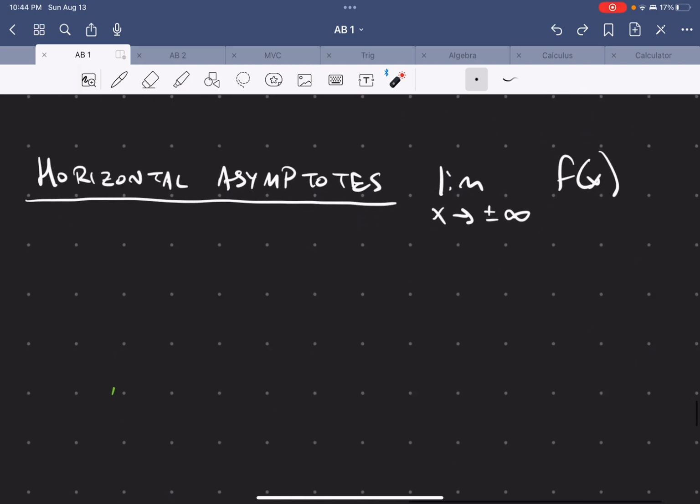So you've looked at horizontal asymptotes in the past, but we're going to talk about trying to find a horizontal asymptote through limits. So the definition of a horizontal asymptote using limits is the limit as x goes to either positive or negative infinity of your function.